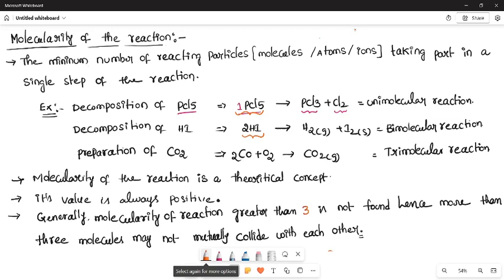In CO2 preparation, 2 moles of carbon monoxide plus 1 mole of O2. Otherwise, 2 molecules of carbon monoxide and 1 molecule of O2 will give you 1 molecule of CO2. But in total, 3 molecules are involved here. So hence, this is a trimolecular reaction. Therefore, the number of molecules taking part in a chemical reaction is called the molecularity. By representing the equation, you can simply get it.